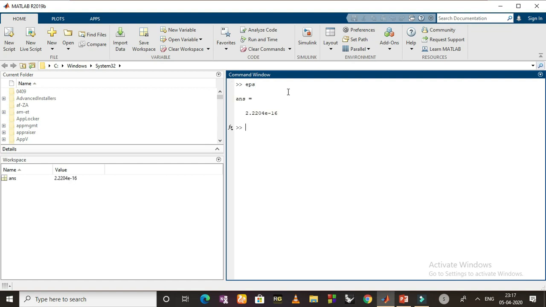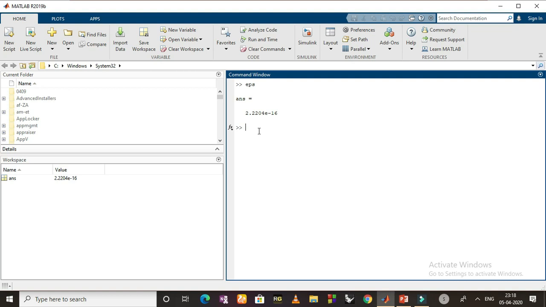As you can see, when you enter it, it will give you a value, 2.2204, with an exponent of 10 to the power minus 16. So it has a machine precision of about 10 to the power minus 16. It means it cannot get a result when we want to find the result for any particular number below its least value. So 10 raised to the power minus 16 is the least value of MATLAB.